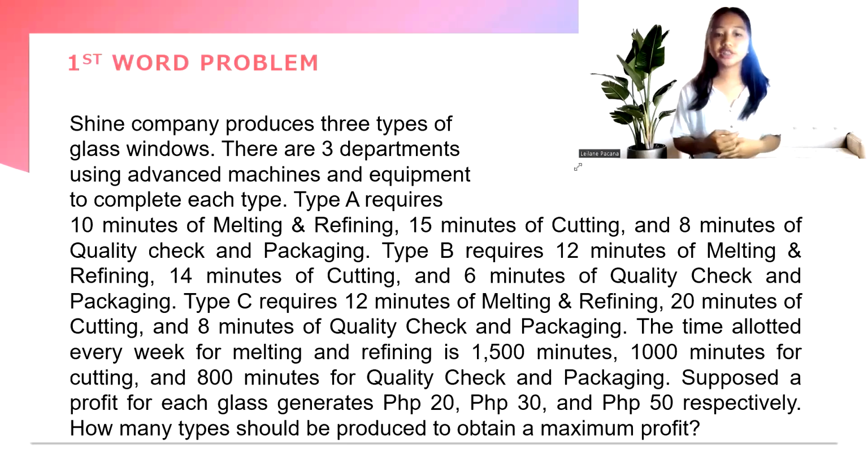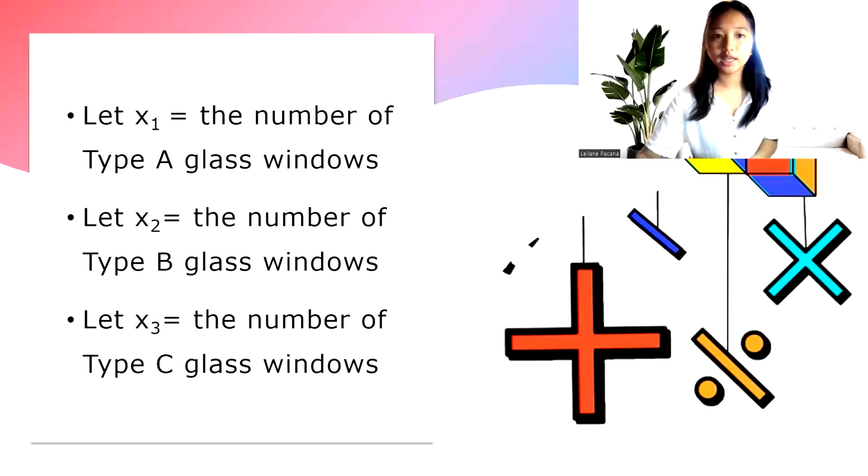Suppose the profit for each glass generates 20, 30, and 50 respectively. How many of each type should be produced to obtain a maximum profit? So now we will have to know the number of these types of glass windows in order to reach that maximum profit, and what that maximum profit is. So now we'll have to make a linear inequality because we are taking the less than symbol.